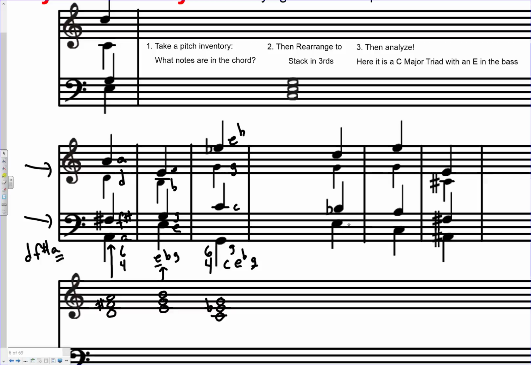The next one looks like I have an E, B flat, G, and that should be a B flat. So I've got E, G, B flat. The E, or the root, is in the bass, so this is a root position triad.